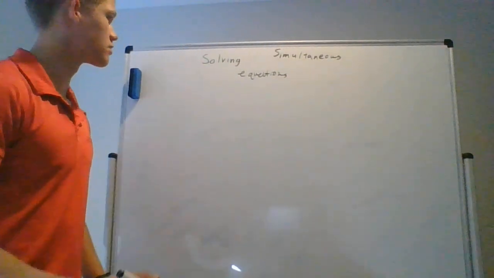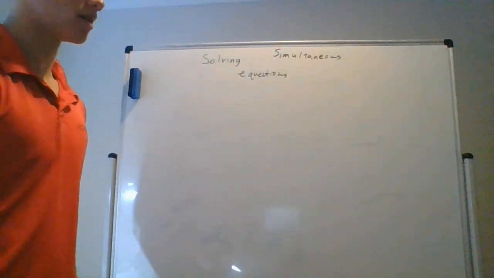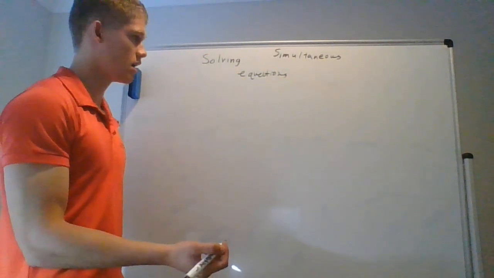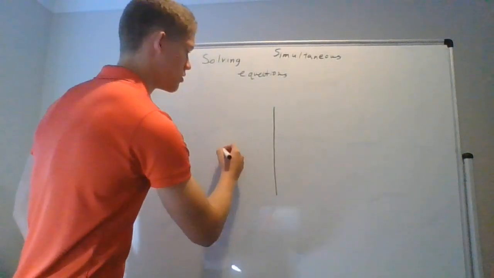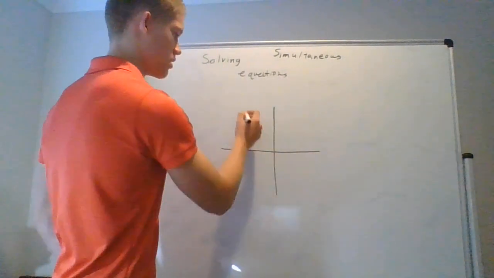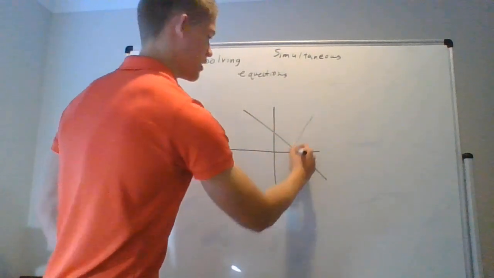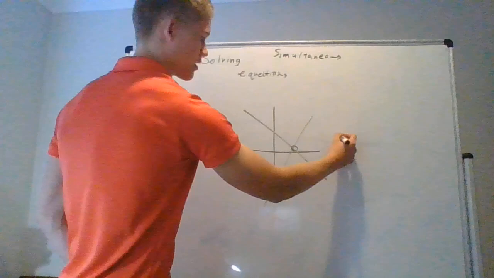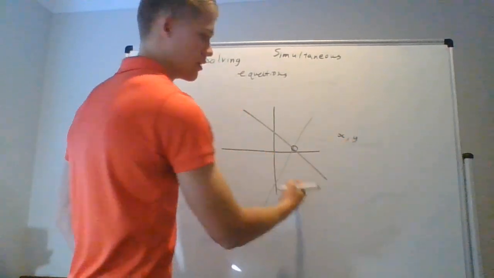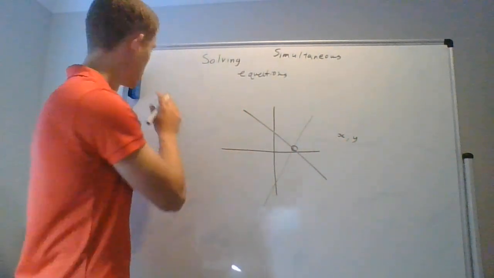So you've been asked to solve simultaneous equations. Now, simultaneous equations, in a sense, is basically when you have two linear graphs and they cross over at a certain point. That is what you're trying to find. So that will have an x and y value that is the same to both graphs.